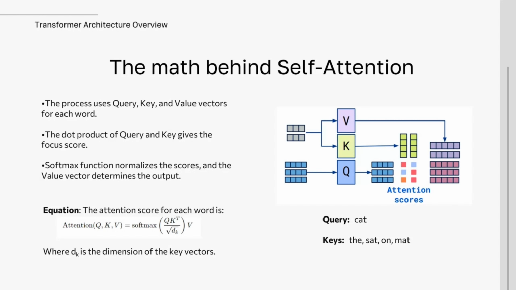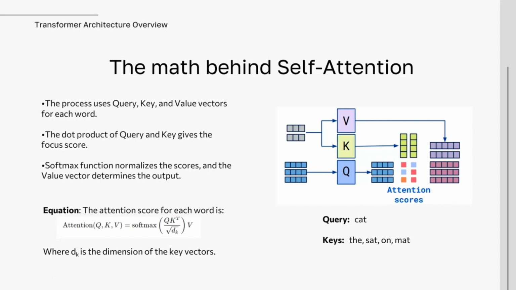Query represents the word that is trying to gather information. Key represents the words being considered, and the value holds the actual content of the words. Self-attention calculates the relationship between words by taking the dot product of the query and key vectors. This score determines how much focus the word should place on another. Mathematically, it looks like the equation as shown on the screen.